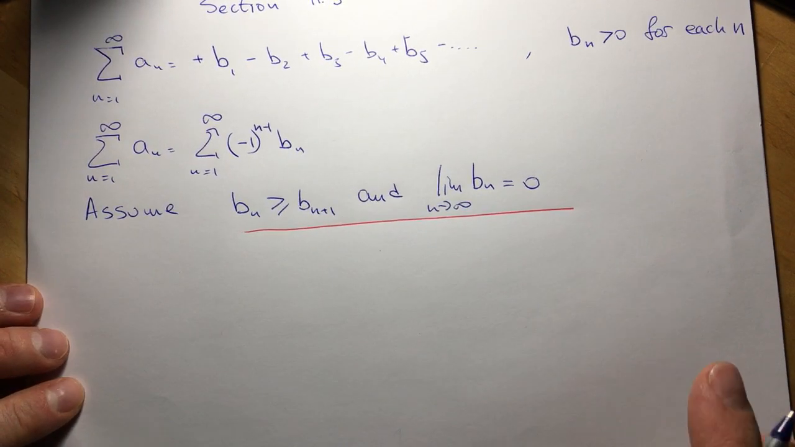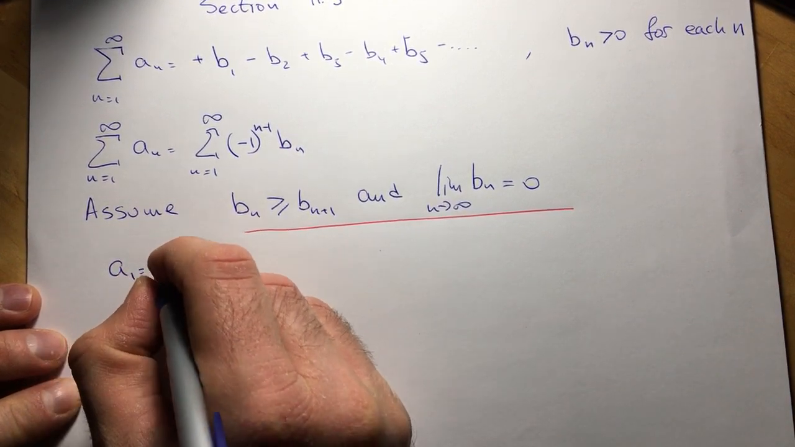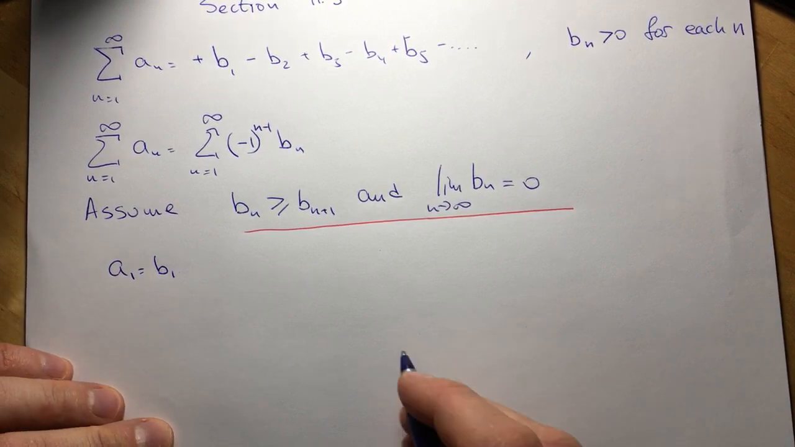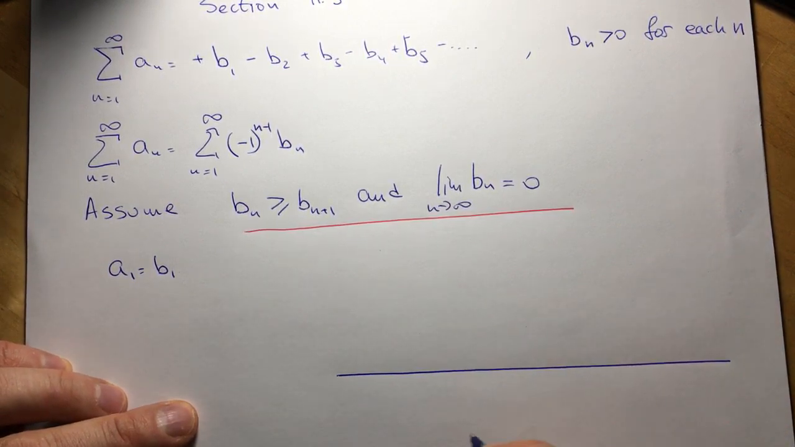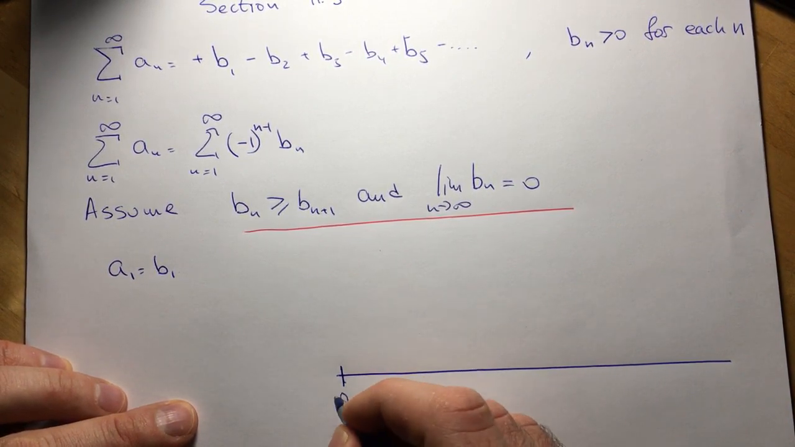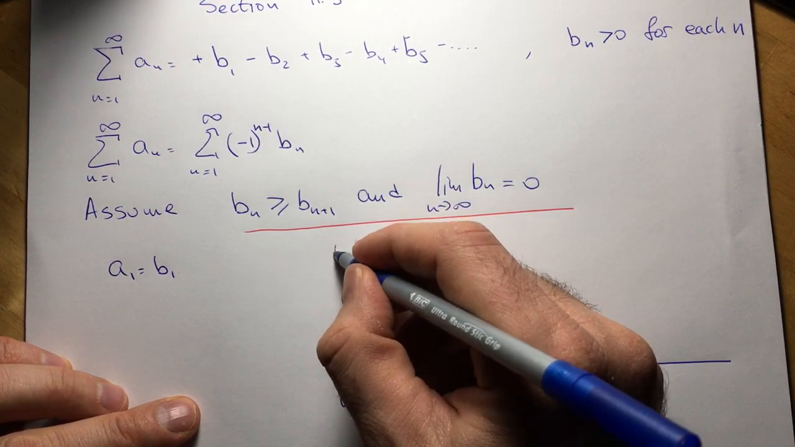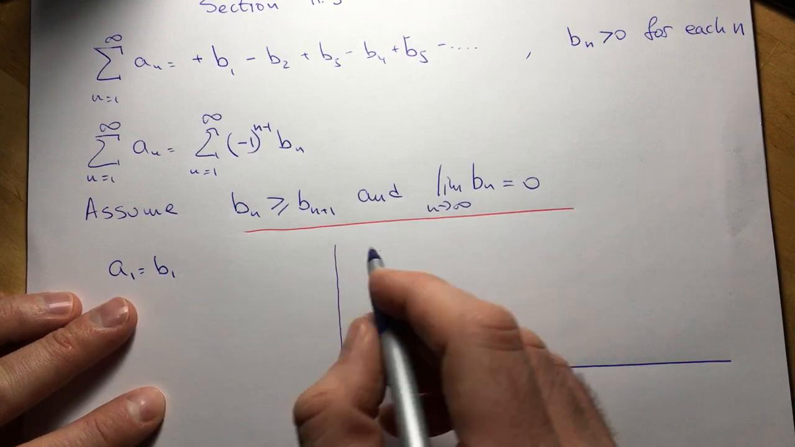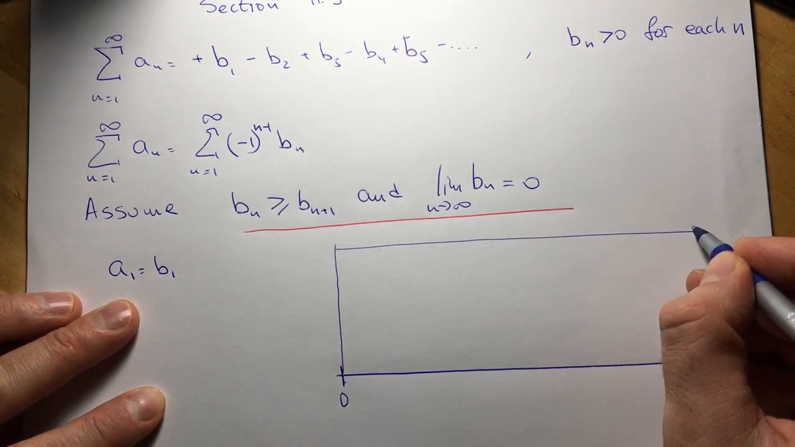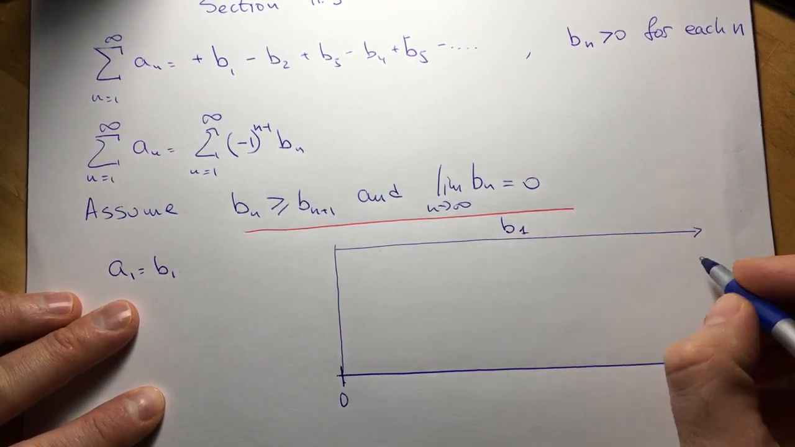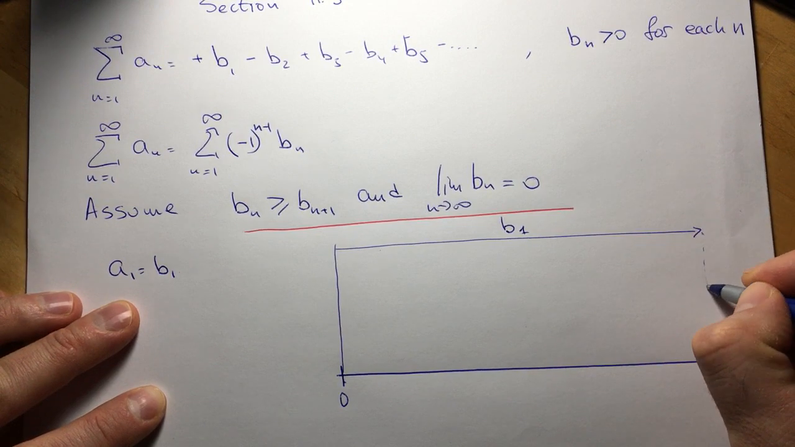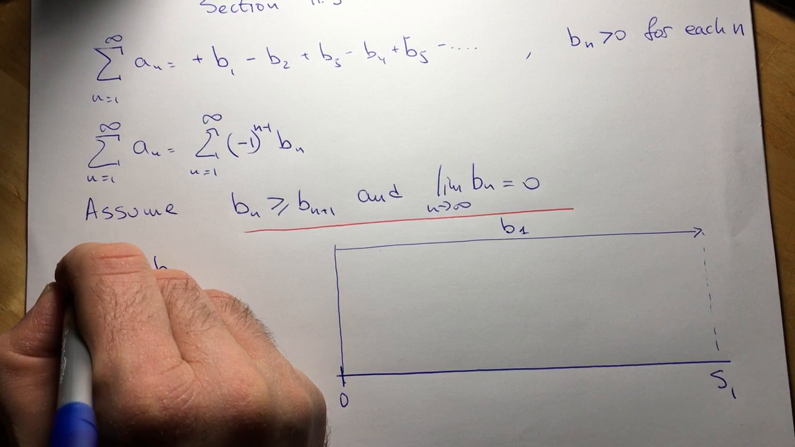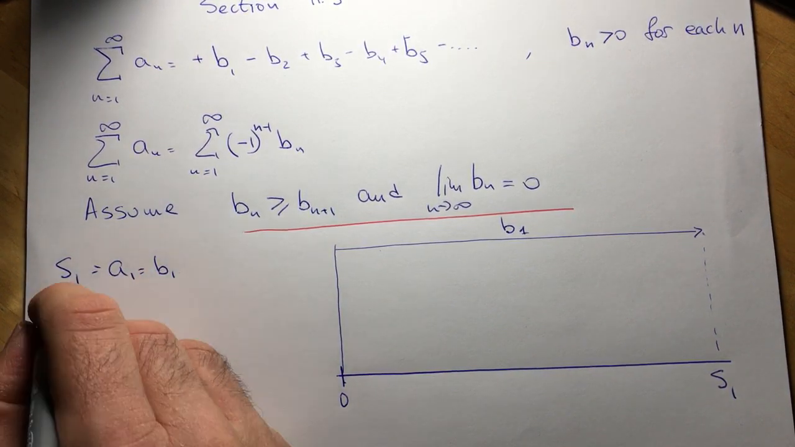So how much is a1? Well, we know that a1 is just going to be b1. So if we start from 0, how much is the first partial sum? Well, that's just this distance, b1, so that's s1. How much is s2?